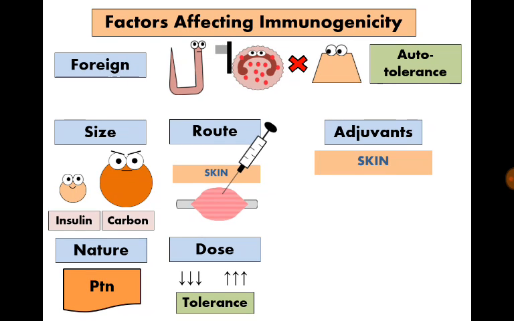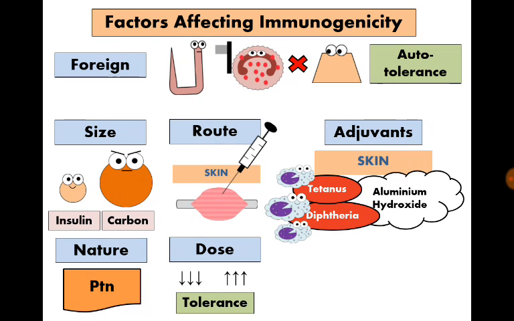Number six, adjuvants. Adjuvants are big non-immunogenic molecules like aluminum hydroxide. They are given with toxoids to prolong absorption and strengthen the immune response. Lastly, host factors: genetic variation among people, nutritional state, and age, all these factors can affect immune response.